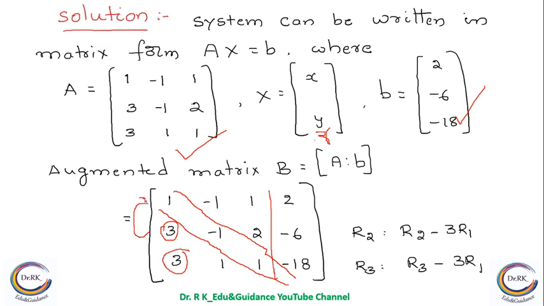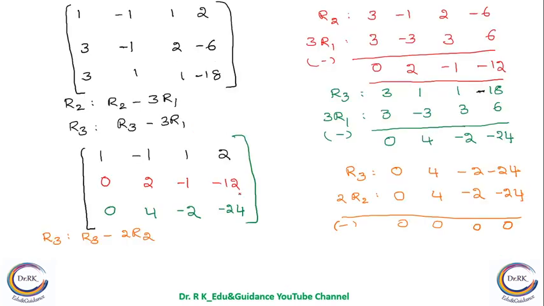R2 goes with R1, so R2 is R2 minus 3R1, and to make this 0, R3 is R3 minus 3R1. Then we'll see what happens. I think the rough work is also done here. If there is any doubt, we can go through it.